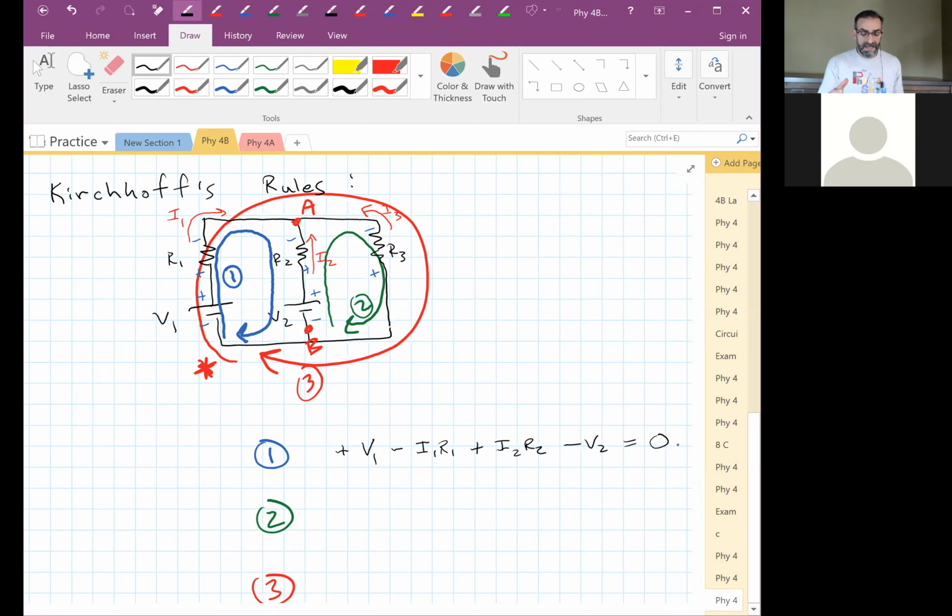Okay, I'll give you a minute to do loop 2. We're going to start at point B, go up the middle branch, and around until you get back to point B again.